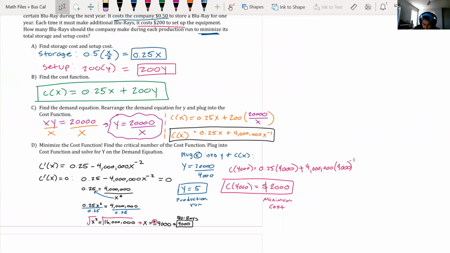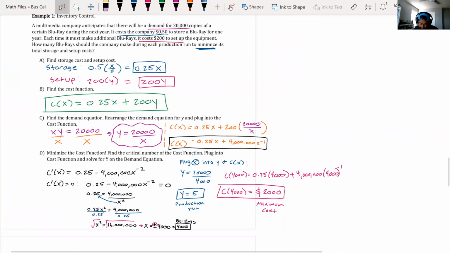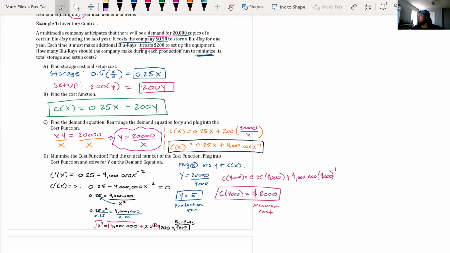All right. Storage and setup. Okay, and that's done. So that's inventory control. Any questions on that one?